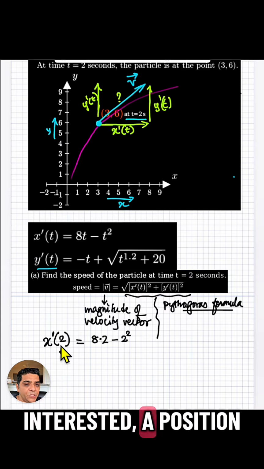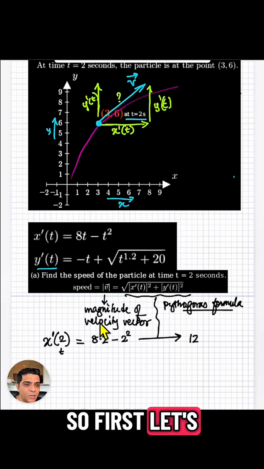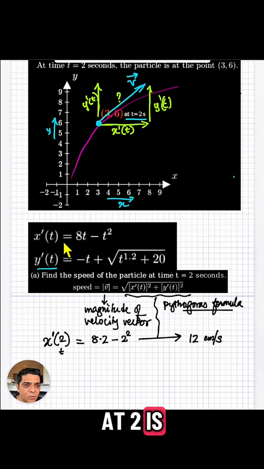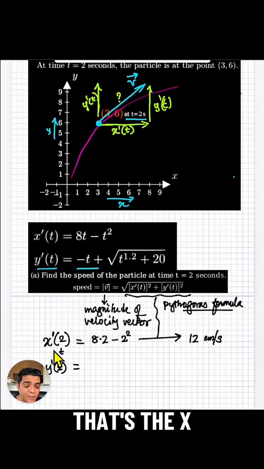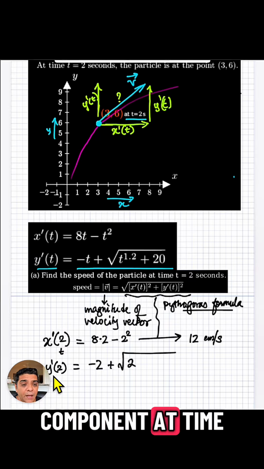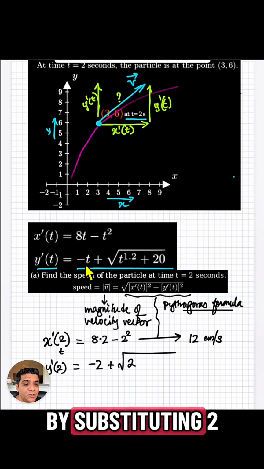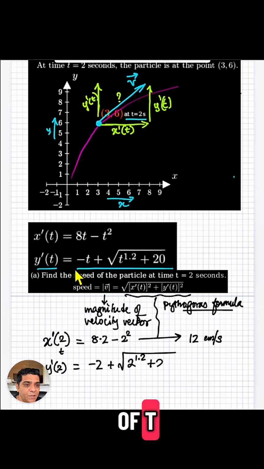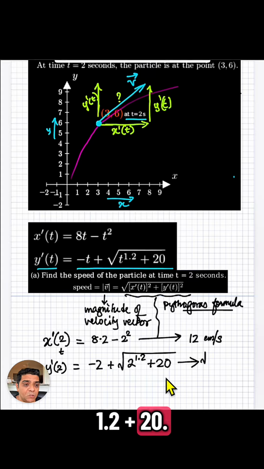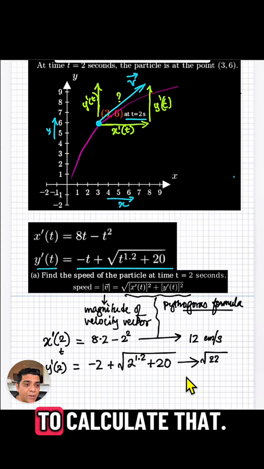And we are interested in the position at time t equals 2. So first let's calculate x prime at 2, which is 8 times 2 minus 2 squared, so it's 12 centimeters per second. That's the x component at time 2. And the y component at time 2 is given by substituting 2 into y prime of t. So this is going to be negative 2 plus 2 to the power 1.2 plus 20. You can use your calculator to calculate that.